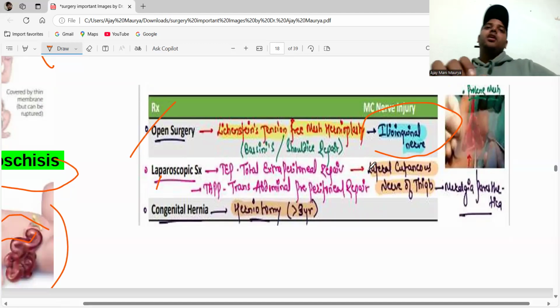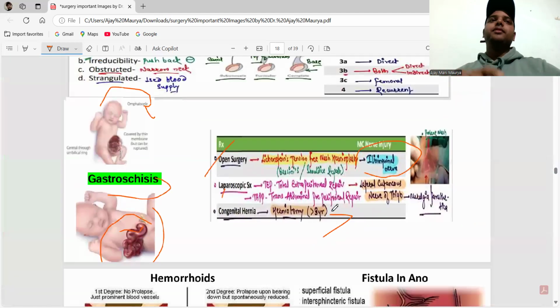For the congenital hernia, guys, you have to operate after 3 years. After 3 years, it is the herniotomy. Remember this one, guys. Please remember this one.